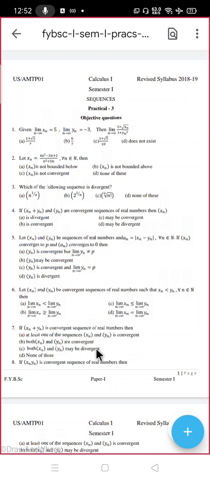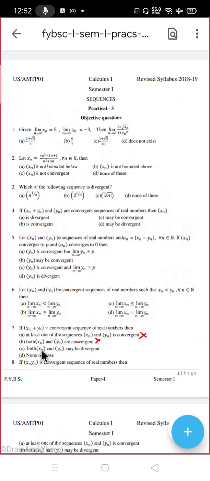Perfect, very nice. n and minus n. So what is their addition? The addition is 0, so the addition is convergent. What can you say about xn and yn? They are divergent. So what can you conclude? Option A is false. They are saying at least one of the sequences is convergent, but that is false because both are divergent. Option B, both convergent, is definitely not true.